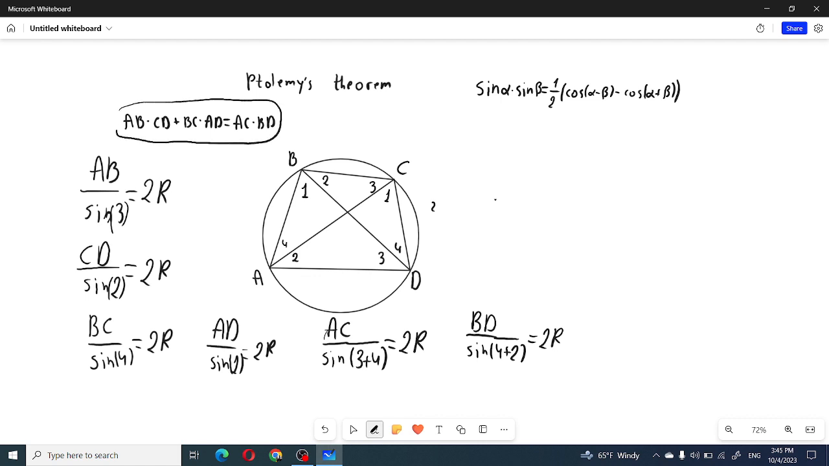and we will get, instead of AB, we can write 2 times r times sine of 3, and instead of CD, we can write 2 times r times sine of 2. So in total, it will be 4r squared times sine of 3 times sine of 2. In a similar way, we will get 4r squared times sine of 4 times sine of 1.